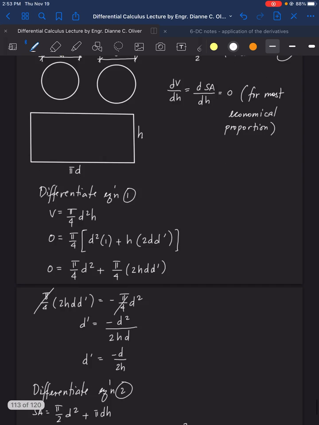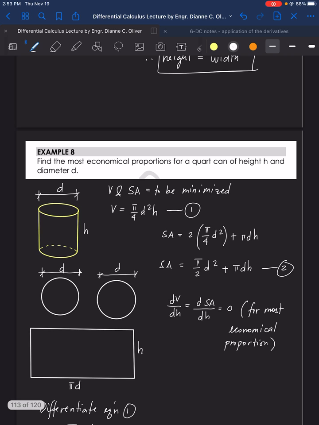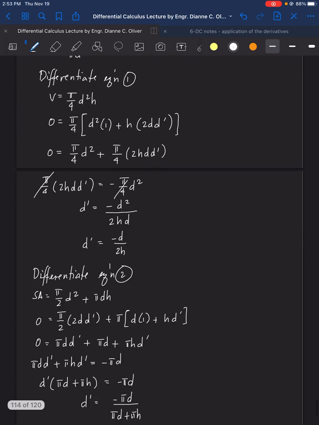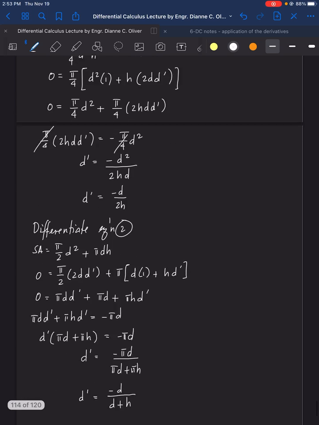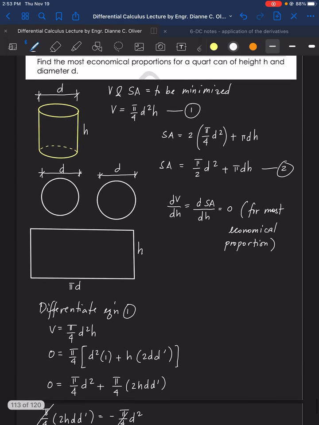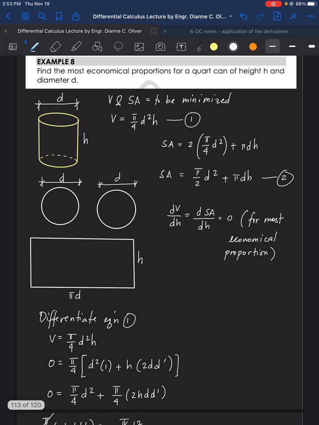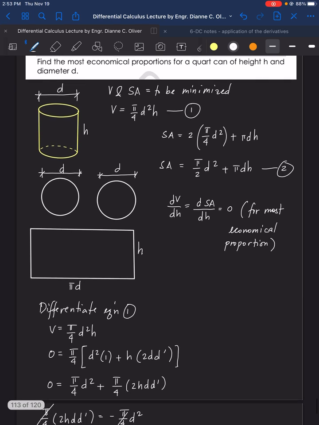So what is being asked again? The proportion. So what is the most economical proportion? It is most economical if the diameter is equal to the height of the container. So that is the proportion. Okay, so that is for example number 8.